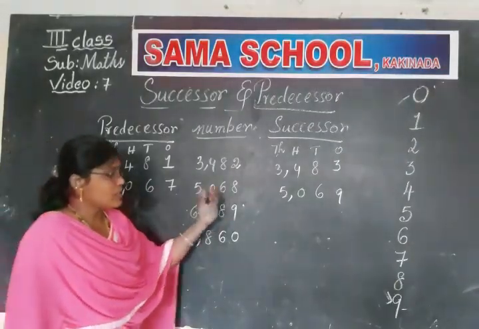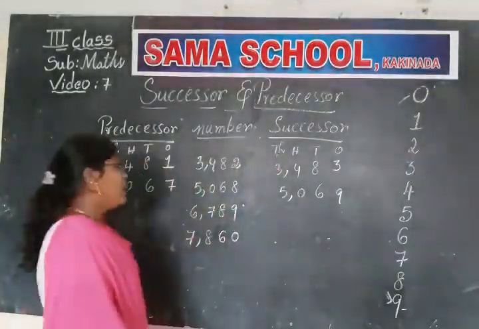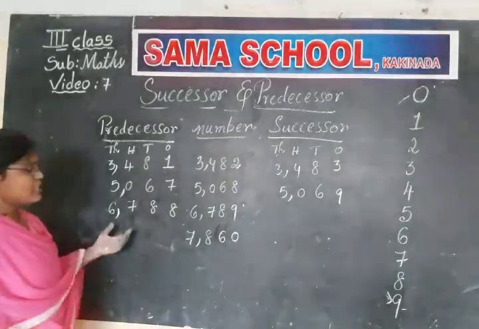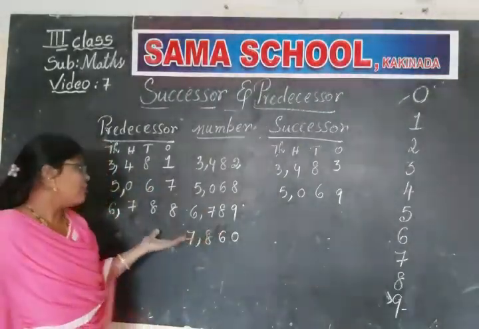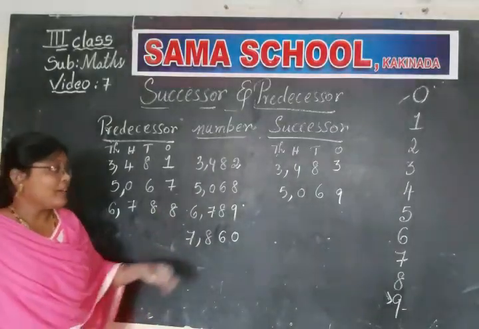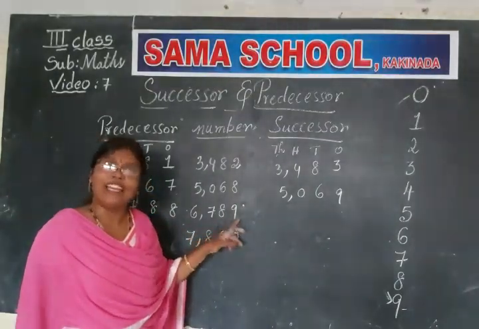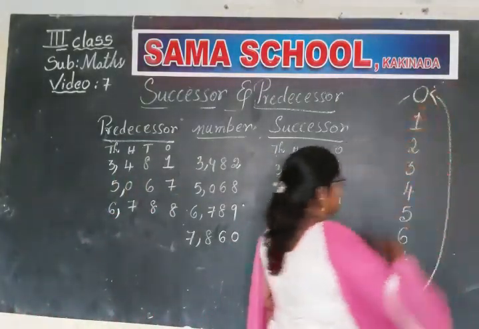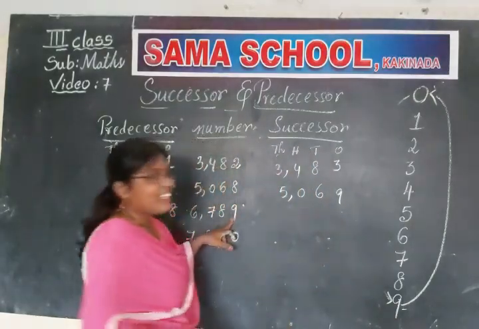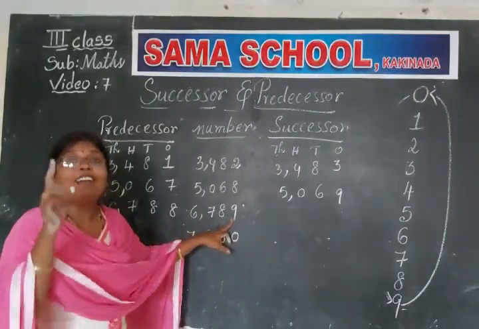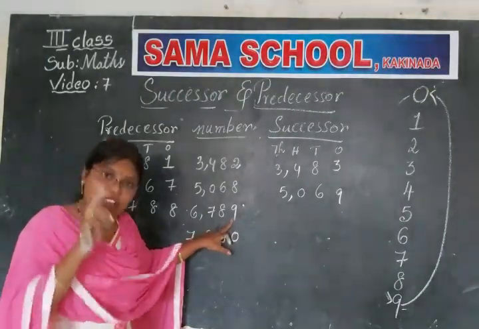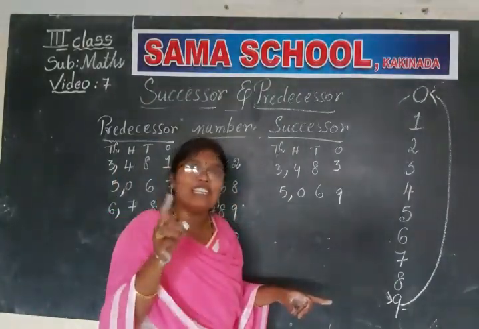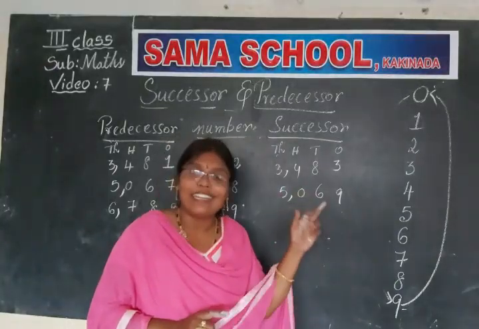Now see, the predecessor of 6789. No issues. What is the predecessor of 9 here? 8. So write 8 and again 8, 7, 6. So 6788 will be the predecessor of 6789. But while writing the successor, we have 9 here. So what do you have to do? The successor of 9 is 0. But when there is 9, you have to change the tens place digit also. So you must be very careful.